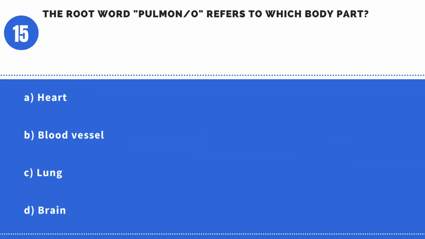Question 15. The root word pulmon/o refers to which body part? A. Heart. B. Blood vessel. C. Lung. D. Brain.